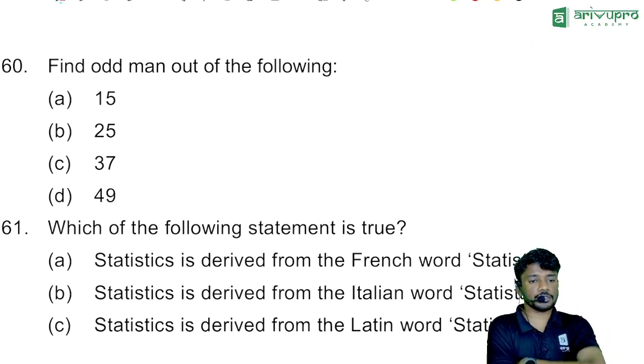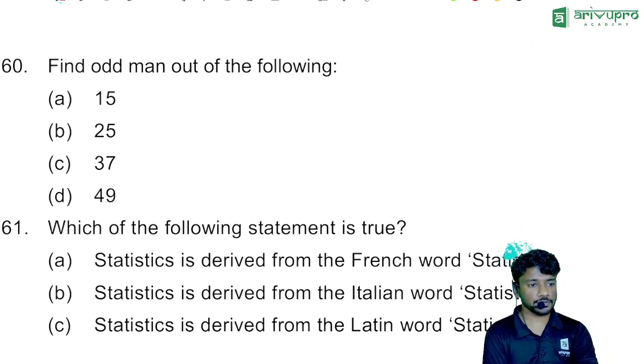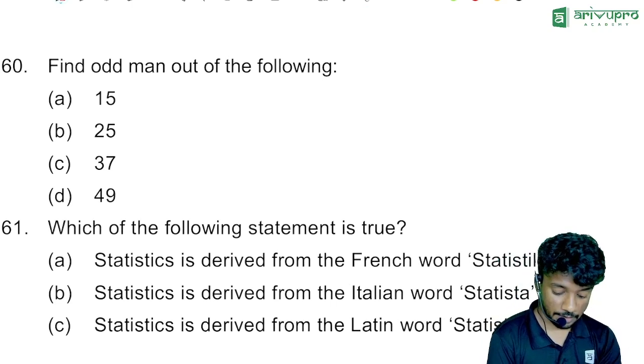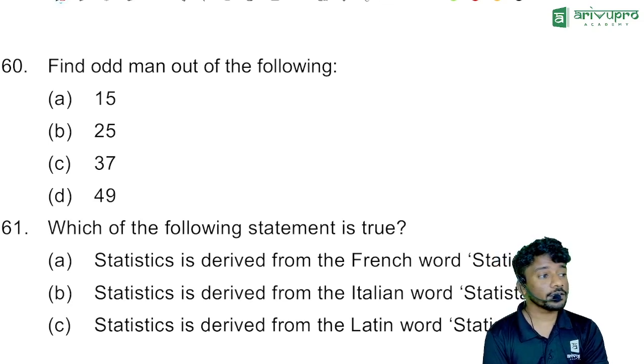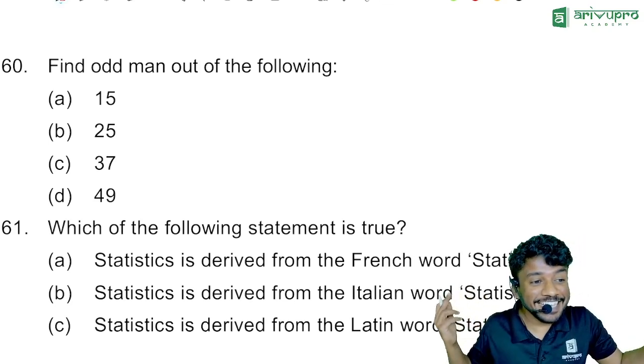Find the odd man out. Option? Well, then why not 49? 49 is 7 square, right?